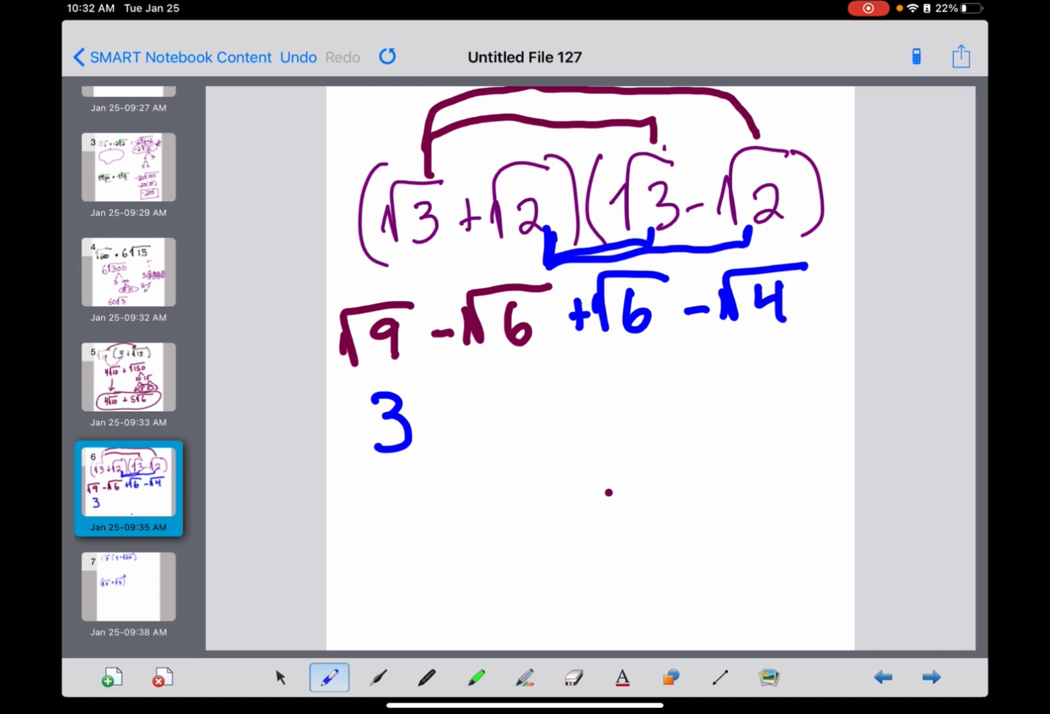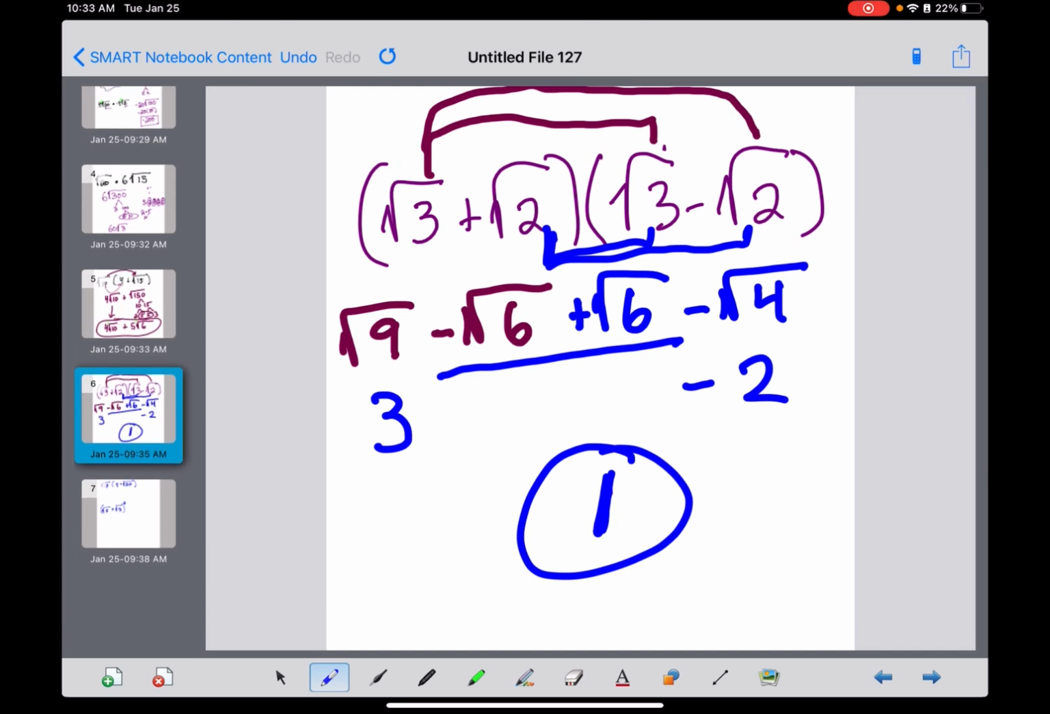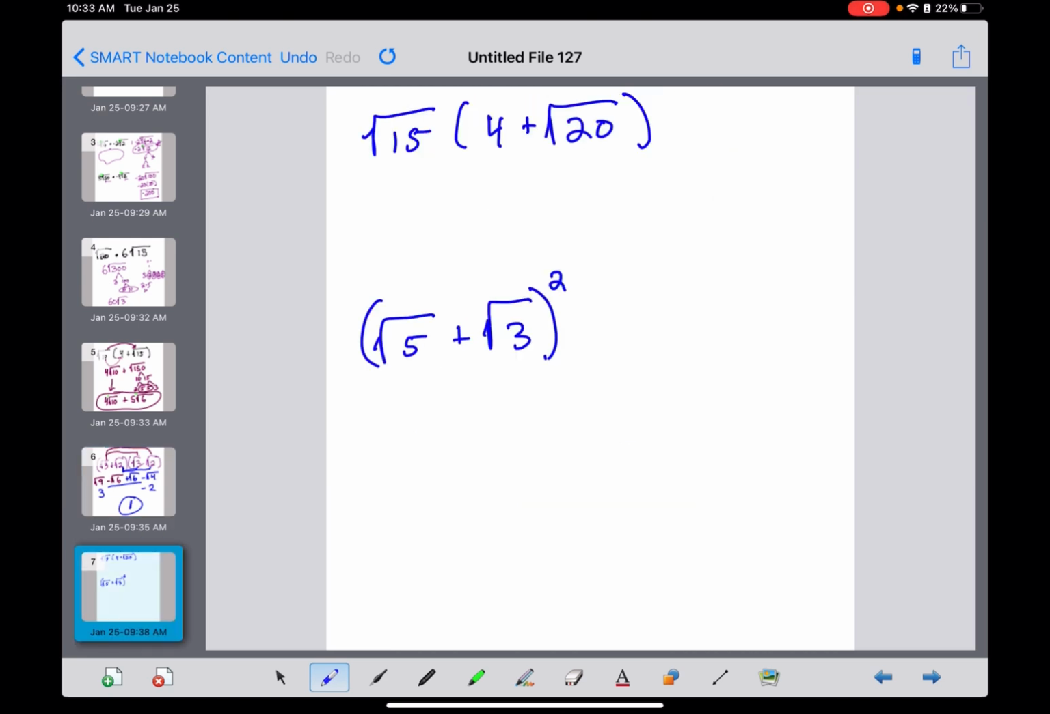Radical 9 is just 3. Square root of 9 is 3. You know that. Those two can be combined because they have the same index and the same radicand. Negative 1 plus 1 just goes away. Minus square root of 4 is 2. I'm left with 3 minus 2 for a whopping answer of 1. All of that to get an answer of 1. So you have to FOIL. You have to use the distributive property. You have to use all of those rules of multiplication that we've used before. Now we're just putting radicals inside of there as well.